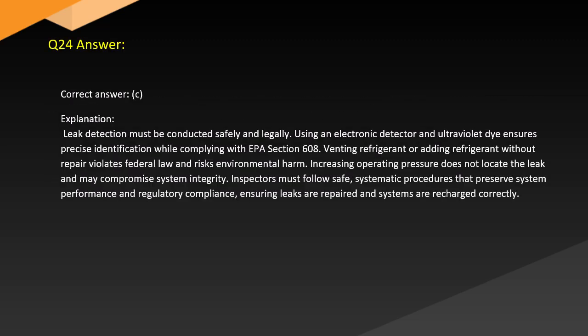Answer. Correct answer, C. Explanation. Leak detection must be conducted safely and legally. Using an electronic detector and ultraviolet dye ensures precise identification while complying with EPA Section 608. Venting refrigerant or adding refrigerant without repair violates federal law and risks environmental harm. Increasing operating pressure does not locate the leak and may compromise system integrity. Inspectors must follow systematic procedures that preserve system performance and regulatory compliance, ensuring leaks are repaired and systems are recharged correctly.